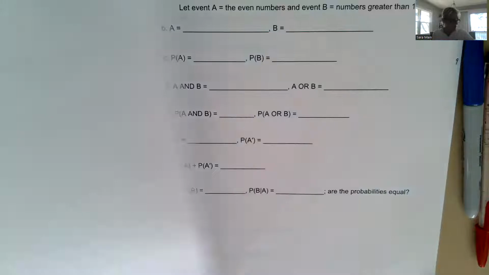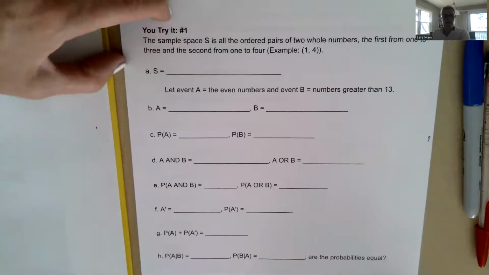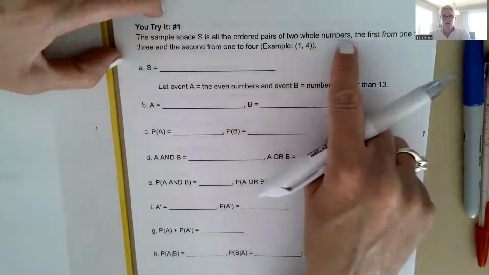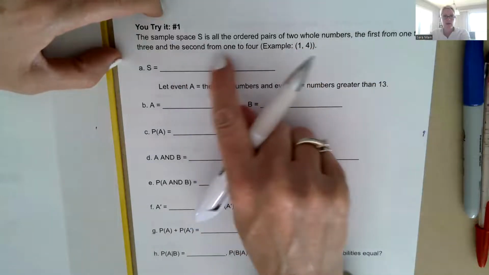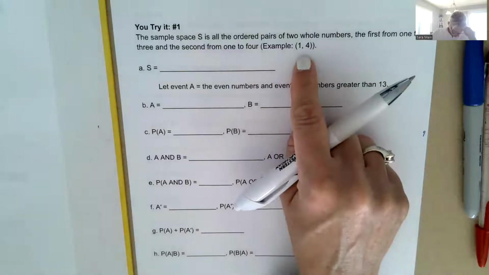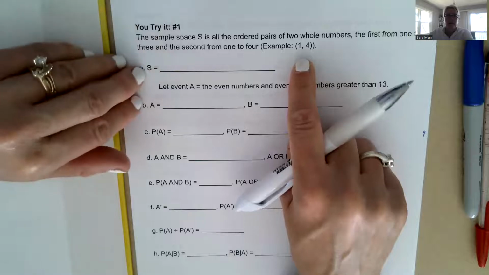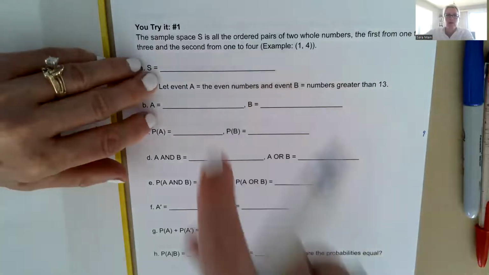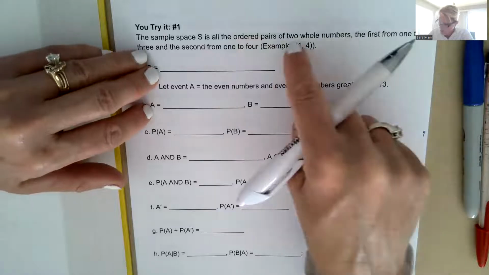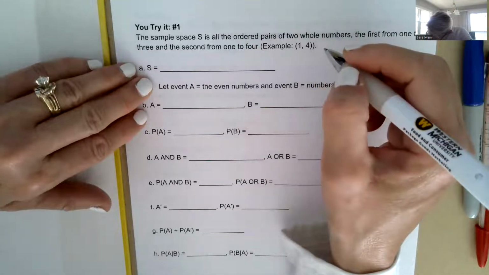Let's try another one. Let's have you try this one. It says the sample space S is all the ordered pairs of two whole numbers, the first from 1 to 3 and the second from 1 to 4. Okay, this one is tricky. So S is all the ordered pairs, from 1 to 3 and then 1 to 4.